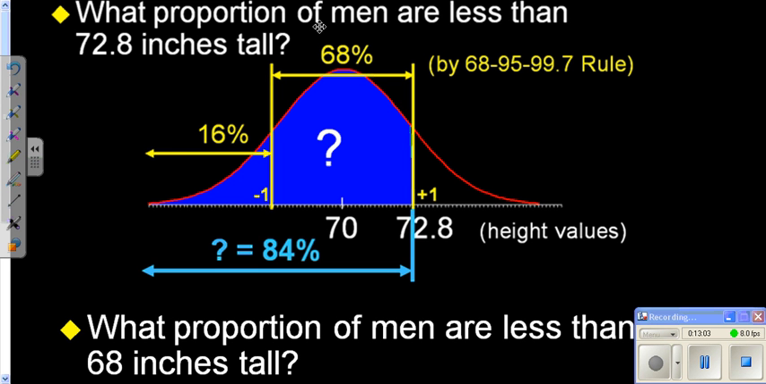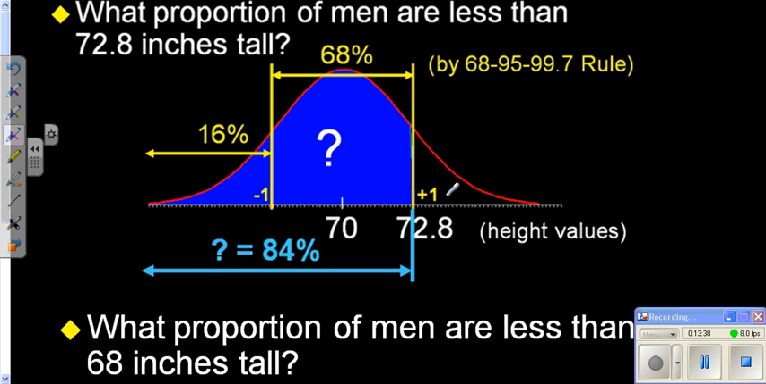So what portion of men are less than the 72.8 inches tall? Well, 72.8, remember that our standard deviation was 2.8 and our mean was 70. So that's really this part right here, going 1 standard deviation on each side because 72.8 is 1 standard deviation above. But it also includes this area down here. We know 1 standard deviation on each side is 68.